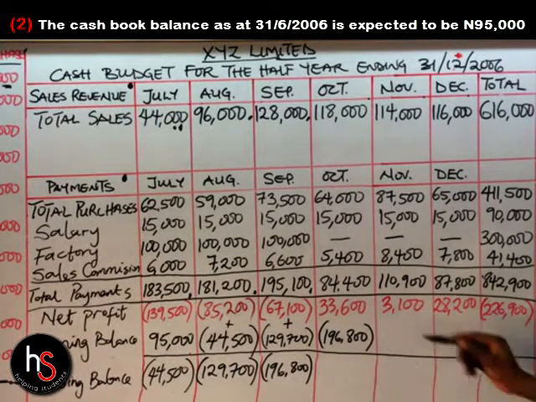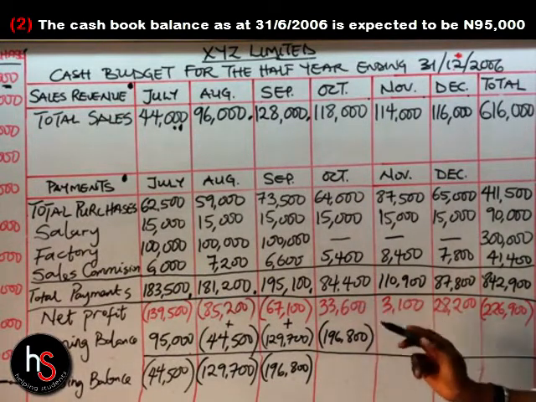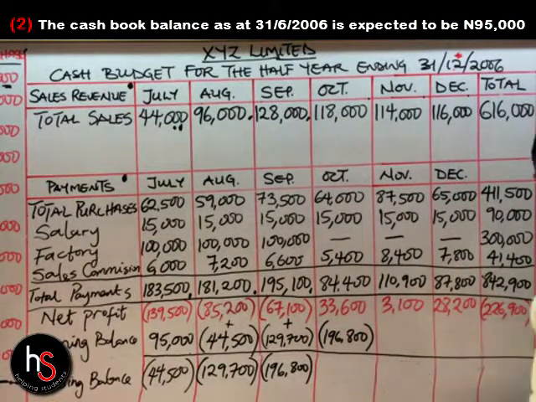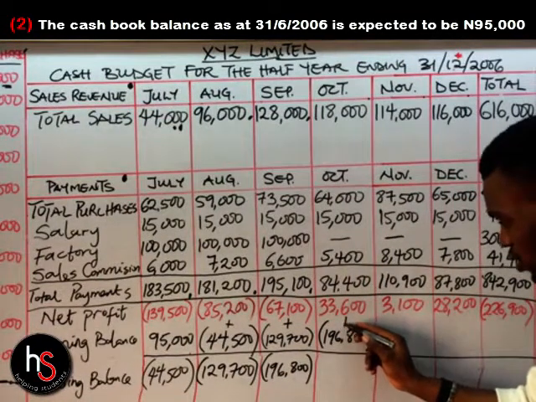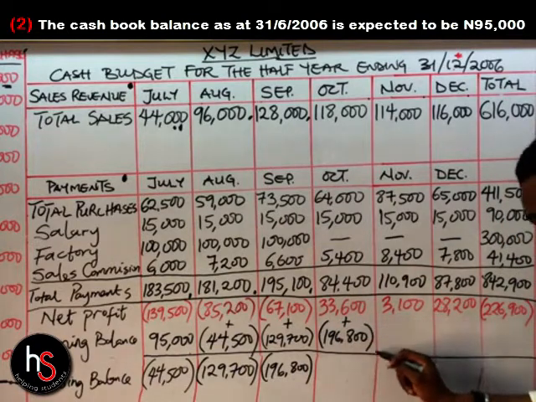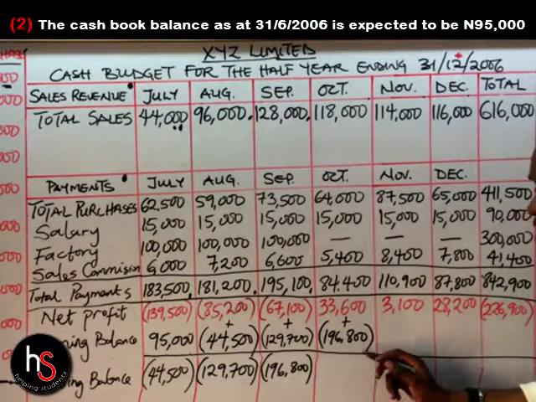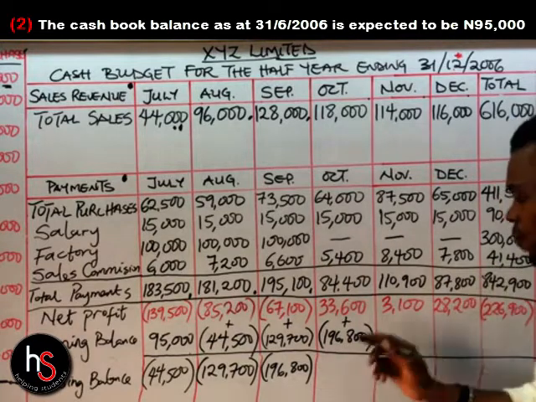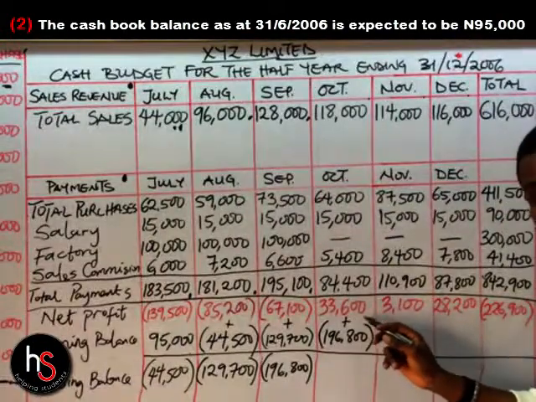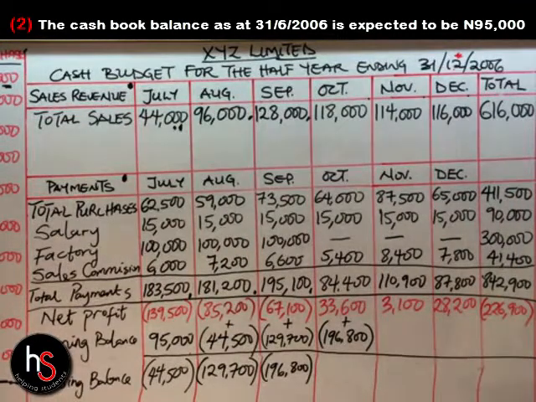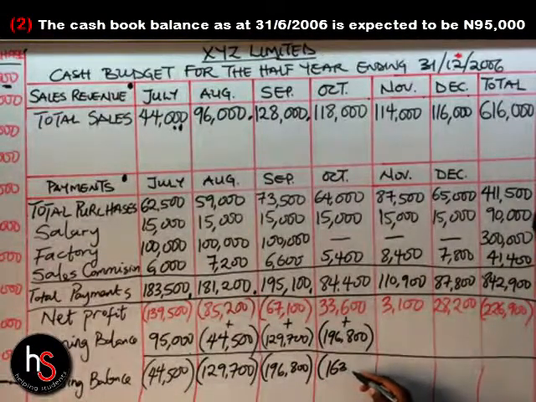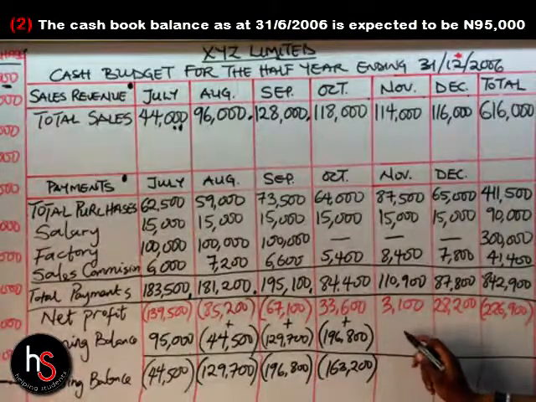Now when we come over to this place, you can see this is a positive value. It doesn't have a bracket, so it's a positive value. So you say 33,600 plus, because of this negative bracket sign, minus 196,800. So punch your calculator: 33,600 plus minus 196,800. It gives us minus 163,200.